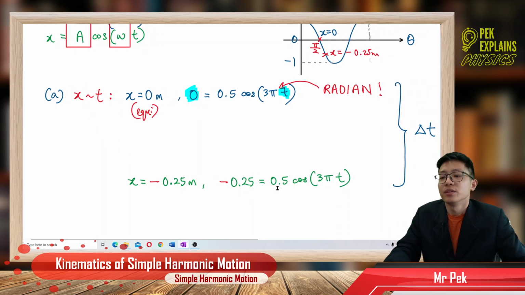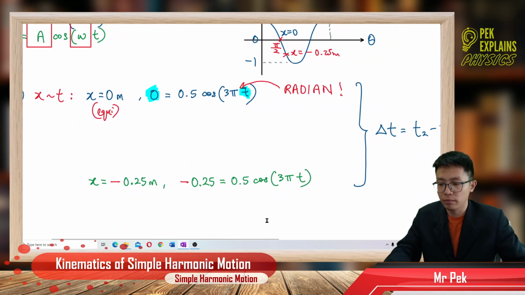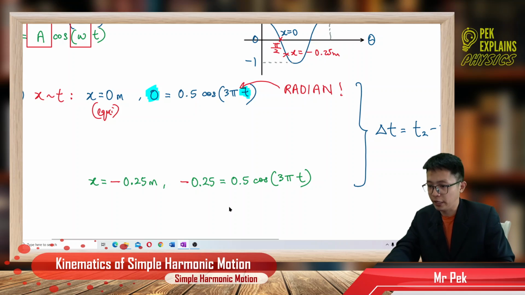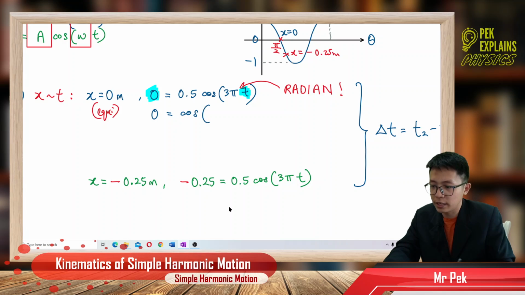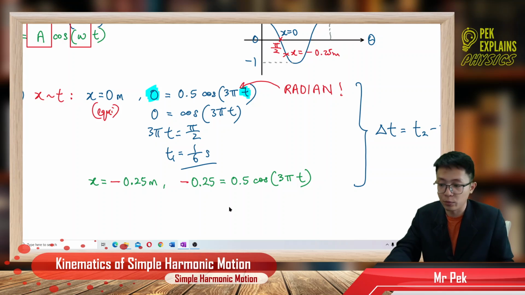Good. So we find the time for both of these positions. Okay, let's do it. For the first one, we divide. We still got cosine 3 pi t equal to 0, and using the calculator, inverse cosine, we get pi over 2. So our time 1 is actually 1 over 6 seconds. This is our time 1.